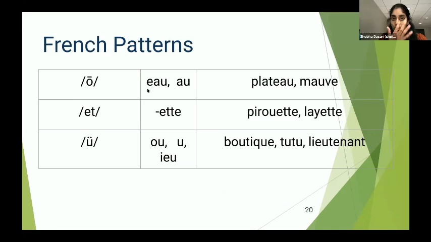To differentiate between these, EAU is more commonly at the end of words, and AU is more commonly in the middle of words. An example of this is plateau, which has the EAU at the end of the word, and mauve, which has AU because that sound is in the middle of the word. That's generally a good rule to tell this apart. So there are multiple ways to spell that O sound.